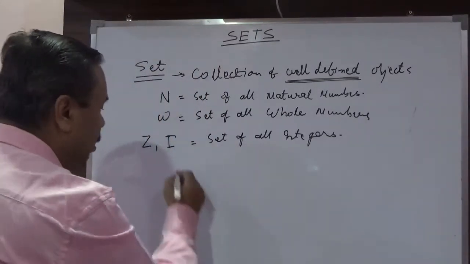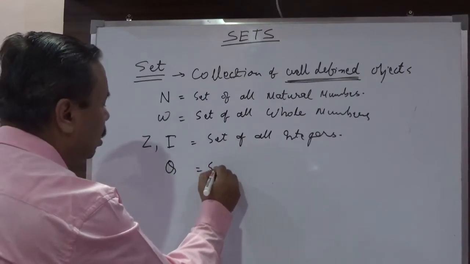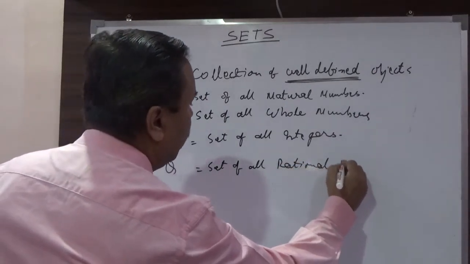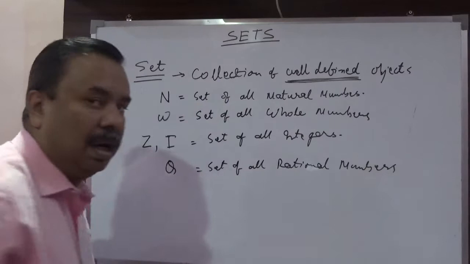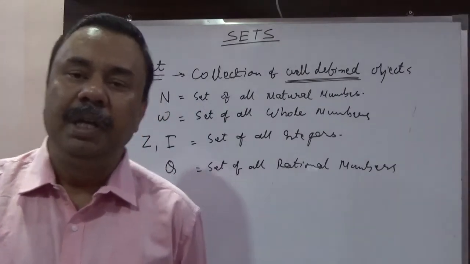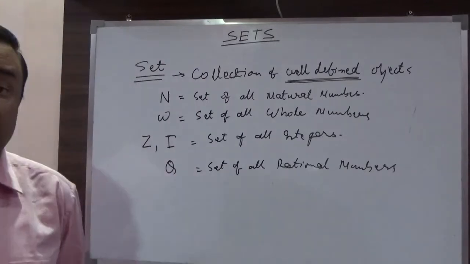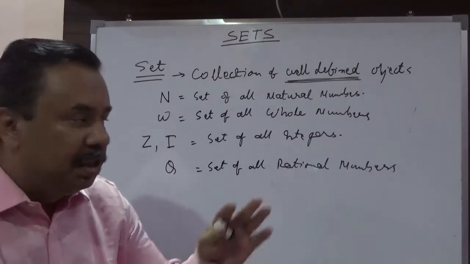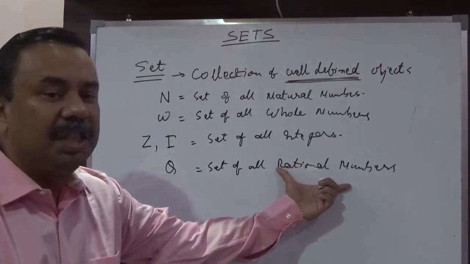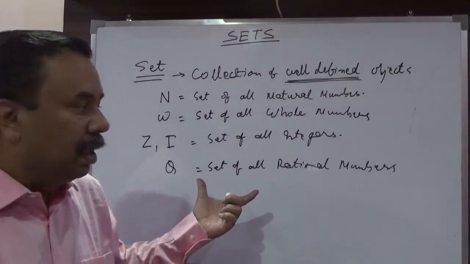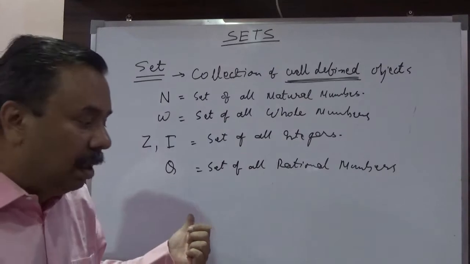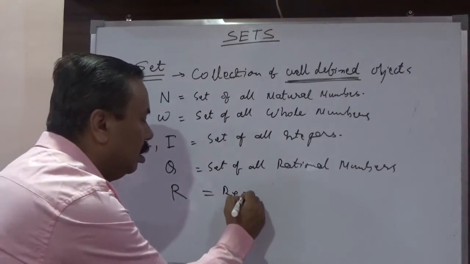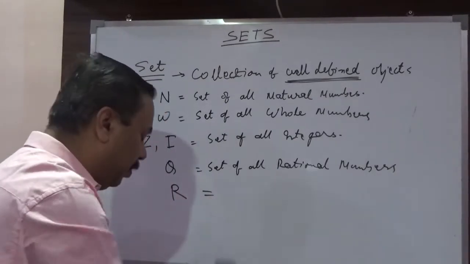Then there is Q, that is the set of all rational numbers. And you know the definition of rational numbers: a number which can be represented as p by q, where q is not equal to 0. If you collect all such numbers, that will be the collection of all rational numbers and it will be represented as Q. Then comes R, that is called the set of real numbers.